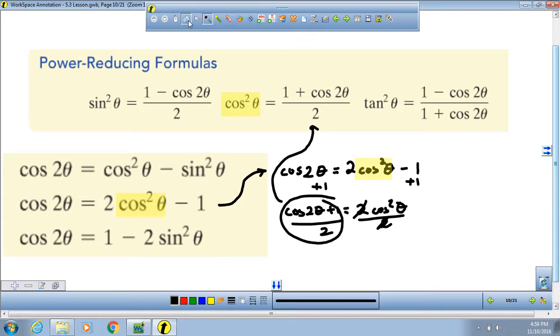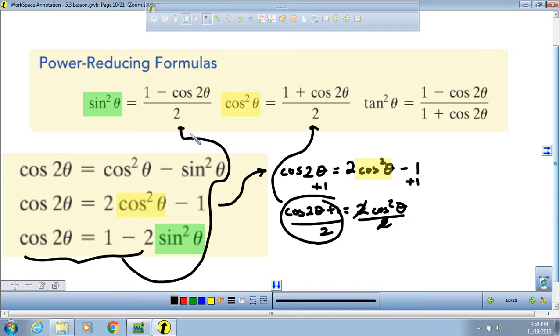Likewise, if you solve for sine square of theta, you're going to get a formula that tells you how you can reduce the power of sine to a linear power using cosine, of course. If you leave sine square of theta by itself, you're going to end up with this formula right here, which is 1 minus cosine of 2 theta divided by 2. So you move the 1 over, then divide by negative 2, and that should give you exactly what you see right there, which is 1 minus cosine of 2 theta divided by 2.